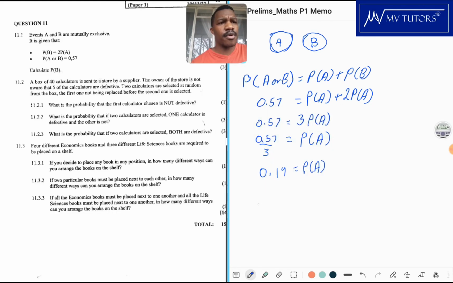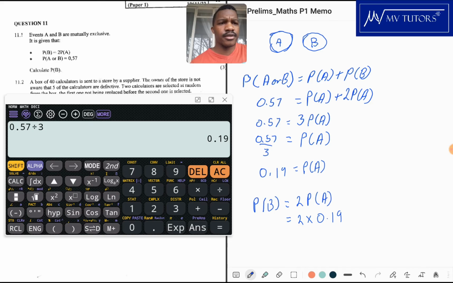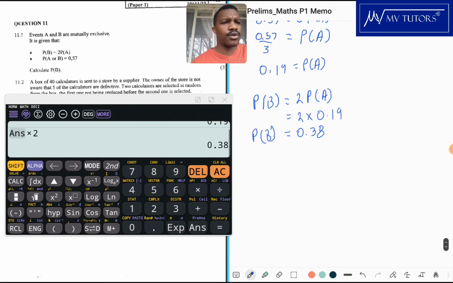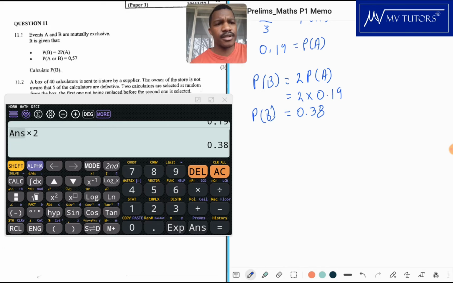And we know that the probability of B is equal to 2 times the probability of A, right? So that's going to be 2 times the probability of A, which is 0.19. Let's bring back the calculator. Let's just say times 2. And we get that the probability of B is equal to 0.38. If you want to convert it to a percentage, just multiply by 100. It's 38%, if you like.